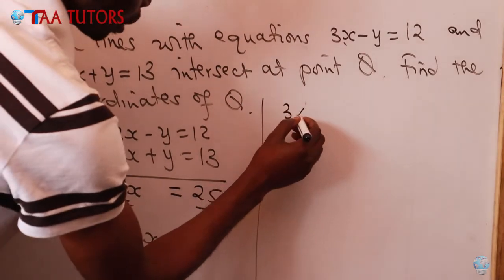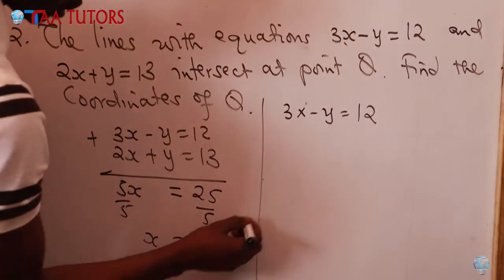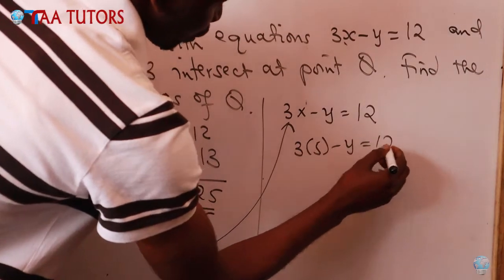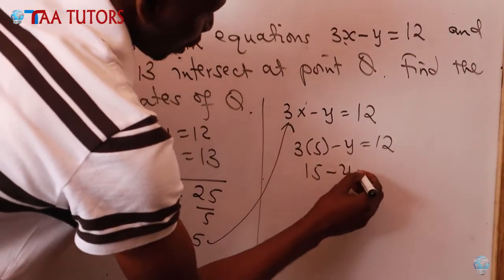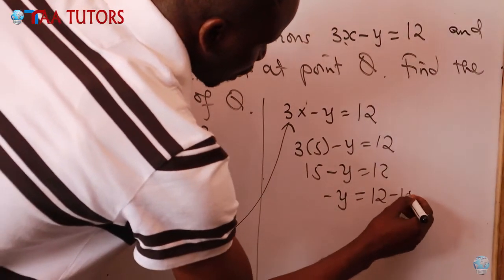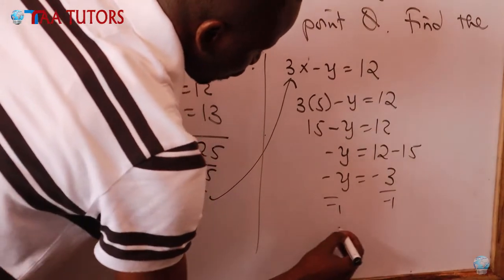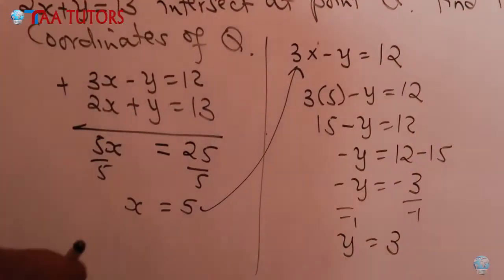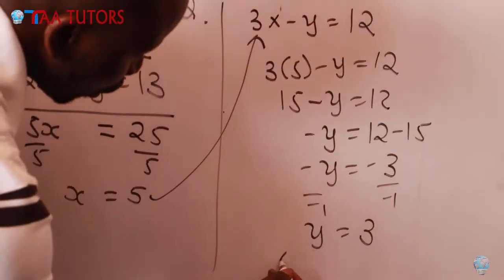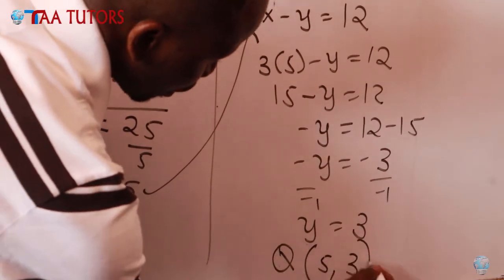So I'll say 3x minus y equals 12, and x here is 5, so I'll substitute there. I'll get 3 times 5 minus y equals 12. This is 15 minus y equals 12. So negative y equals 12 minus 15. Negative y equals negative 3, over negative 1 over negative 1. Y equals 3. Now if y equals 3 and x equals 5, we can therefore write the coordinate of Q, which is x is 5, y is 3.